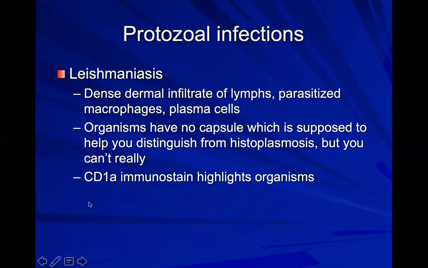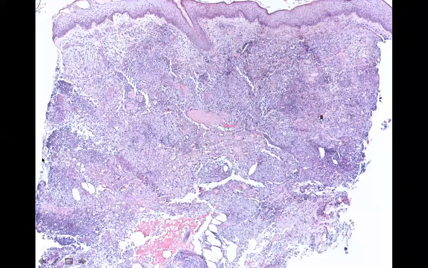One of the things I find helpful is that recently we discovered that CD1A, an immunostain that highlights Langerhans cells, right? It highlights these organisms in the majority of cases, especially in New World leishmaniasis. So every case I've had recently is stain positive with this, which is helpful. And then certainly you can do fungal stains for histo. It's just an additional piece of information.